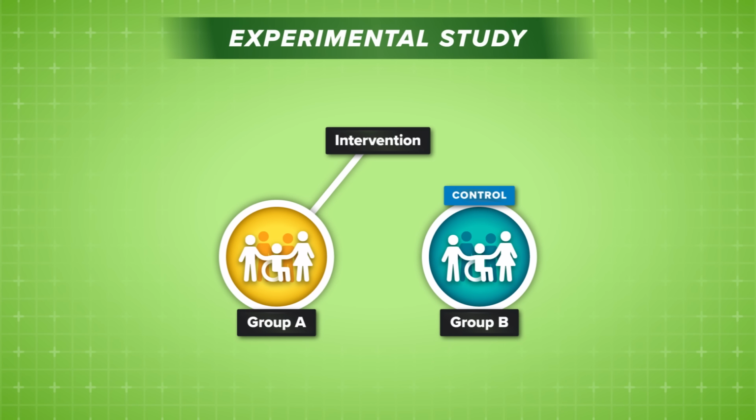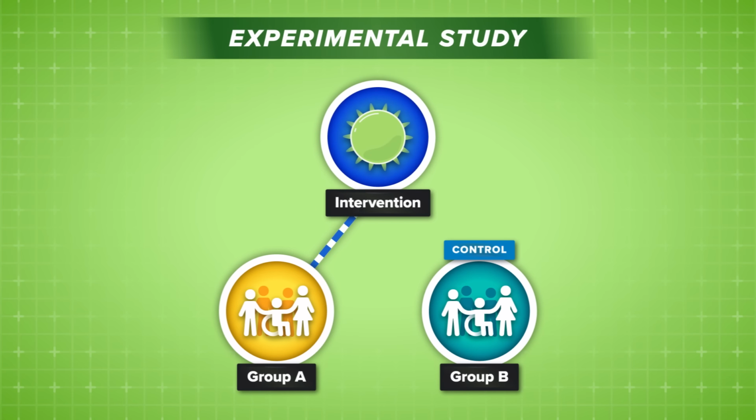Now, it's pretty unethical to expose a group of people to something that could harm their health. So experimental studies tend to introduce positive interventions. This might include something like a new vaccine, as opposed to a negative intervention like a virus.